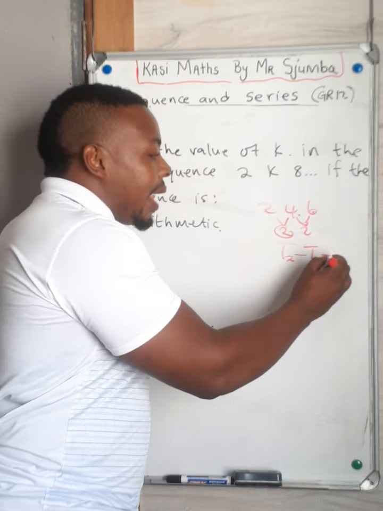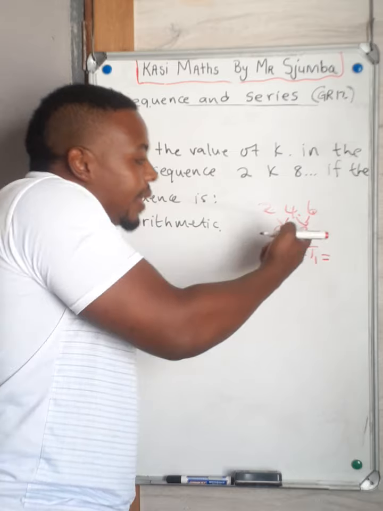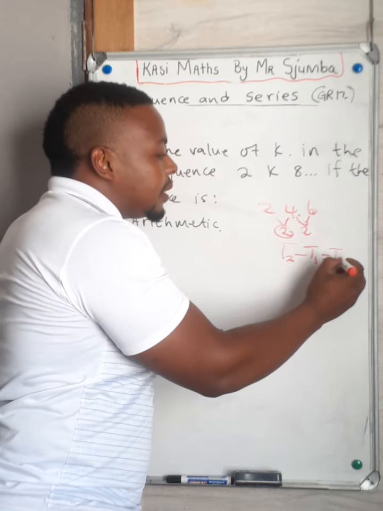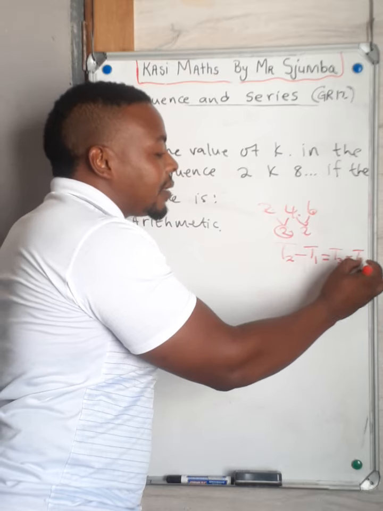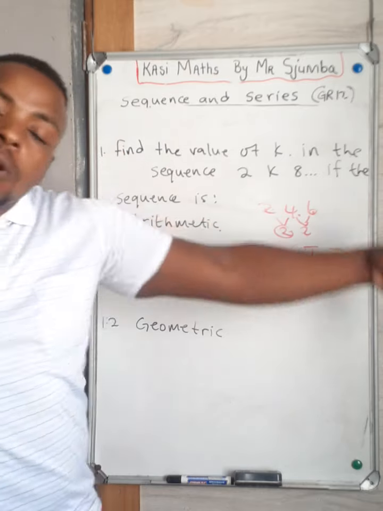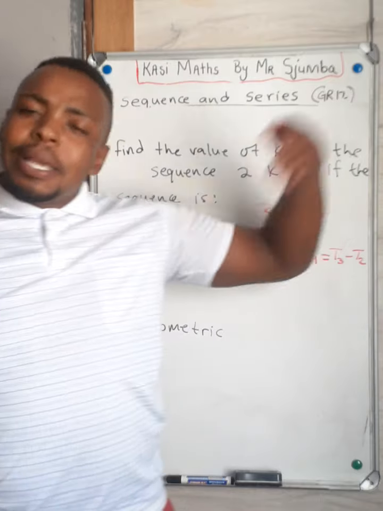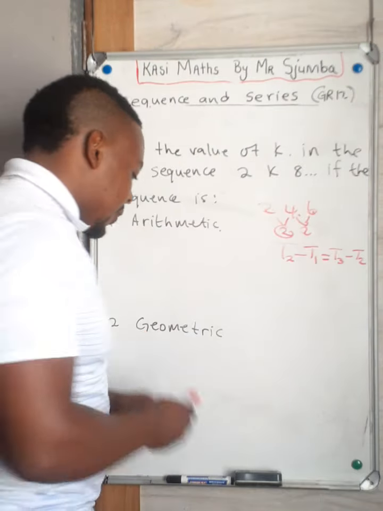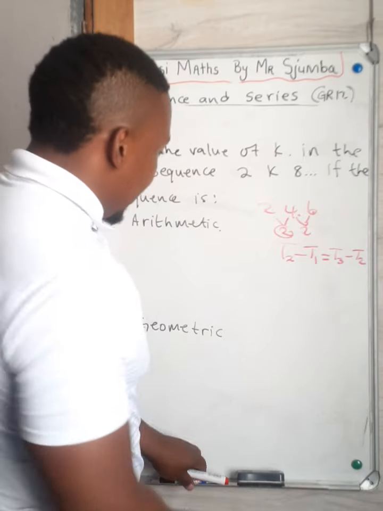The answer, since it's 2 here, will be 2 again, and it will definitely equal term 3 minus term 2. It also equals term 4 minus term 3, which equals term 5 minus term 4, and so on.